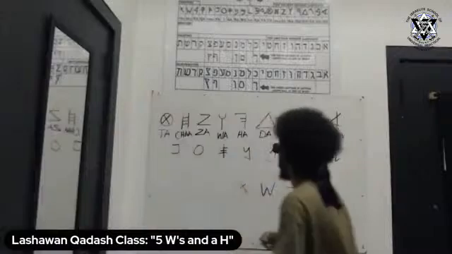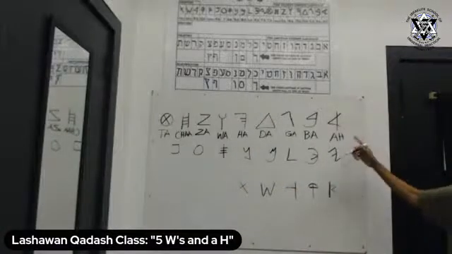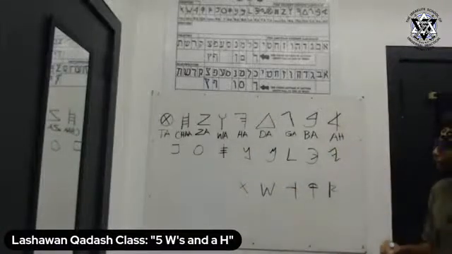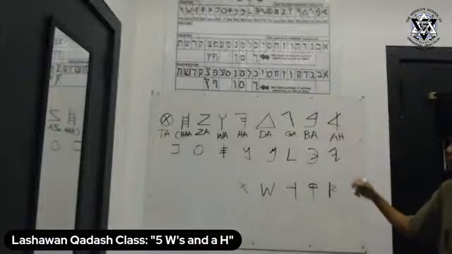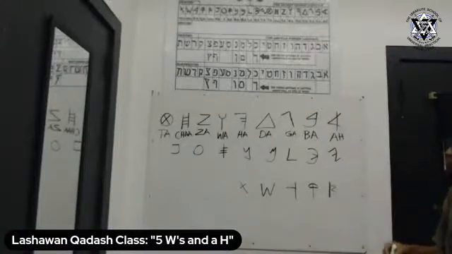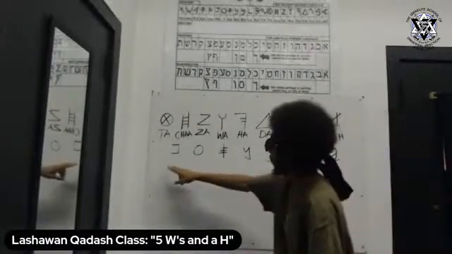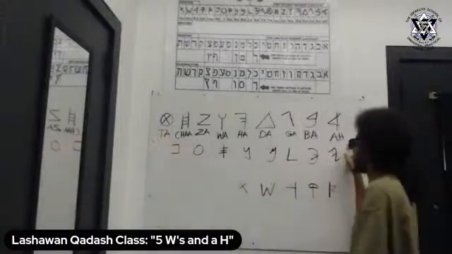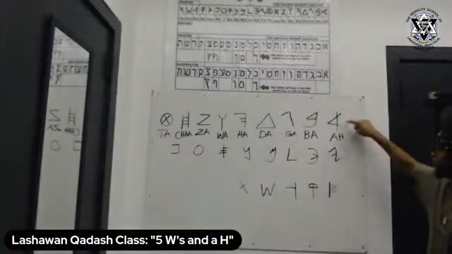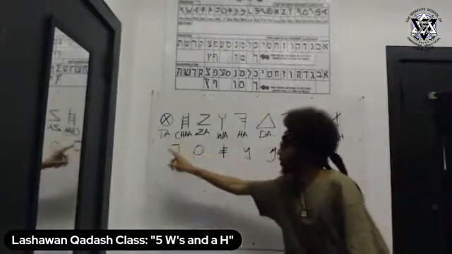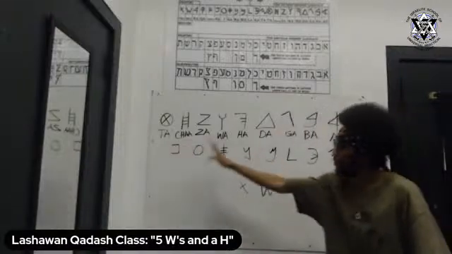What else? And as you see, I'm doing everything from right to left, because that's the Hebrew. Hebrew is from right to left, not left to right. In English, everything is going to be left to right, but in Hebrew, it's going to be right to left. That's why I'm going backwards.